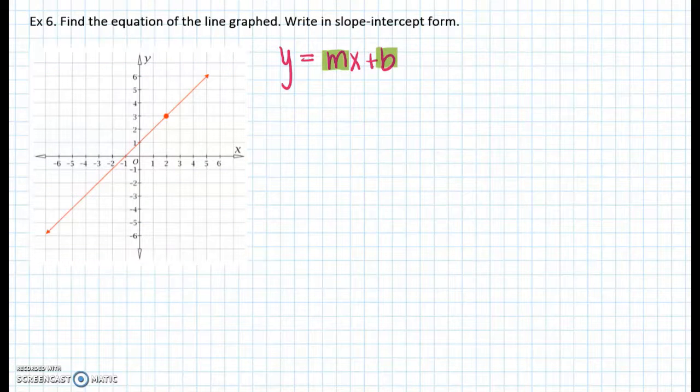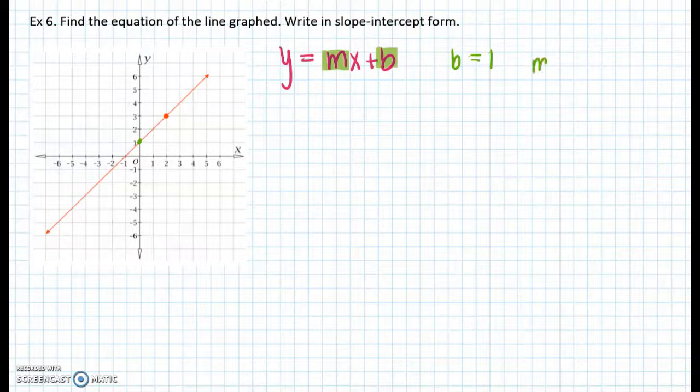All right, and next we have a picture of a line, and we're going to go ahead and write the equation of the line in slope-intercept form. So I rewrote y equals mx plus b here, so we're going to have to find m and b and then plug that in. So b is your y-intercept. So if we look at the picture, your y-intercept is 1. So b is equal to 1.